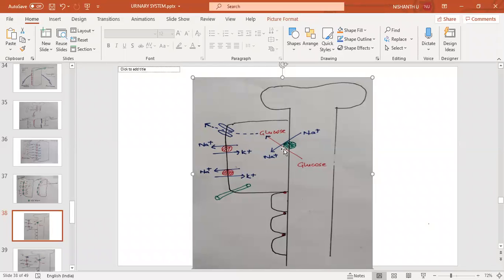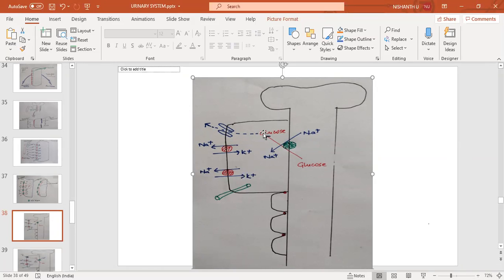Whatever energy is required for this transporter is provided by ATPase. What about ATPase? Sodium potassium ATPase. Why is this sodium potassium ATPase providing energy to this transporter? Because it wants sodium. It requires sodium. To get the sodium, it provides some energy to this transporter, thereby dragging the sodium from the tubular fluid into the cell. But sodium cannot travel alone. It will take the glucose along with it and push it into the cell.